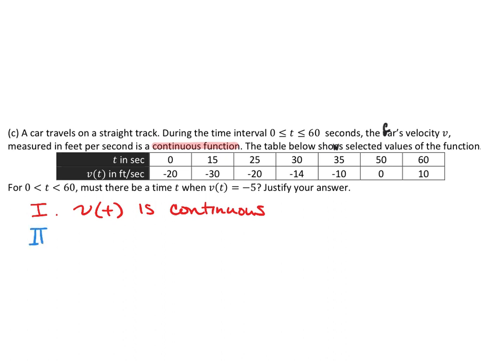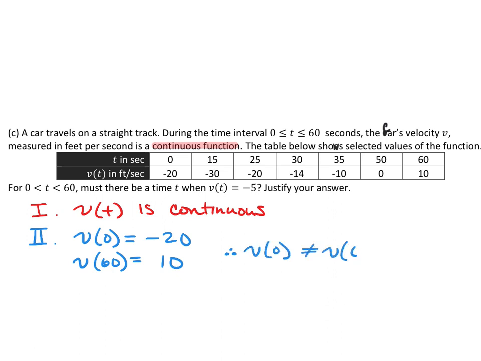Step 2 is to talk about the beginning and the end of the interval. At the beginning of the interval would be v of 0. What is the value v of 0? -20. You read it straight out of the table. At the end of the interval, at 60, what is v of 60? 10. Are those two numbers the same number? Great, so we can say, therefore, v of 0 does not equal v of 60. They're not the same number.